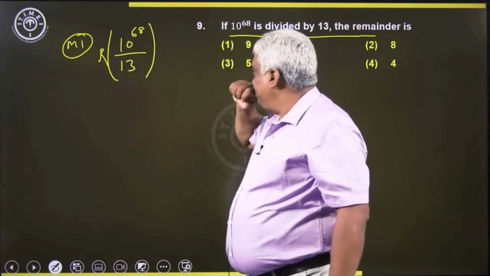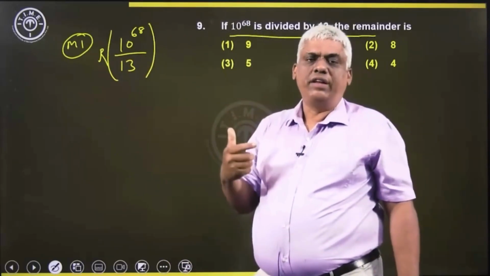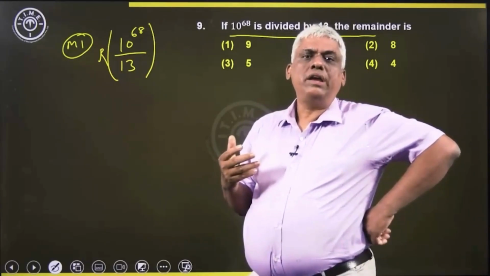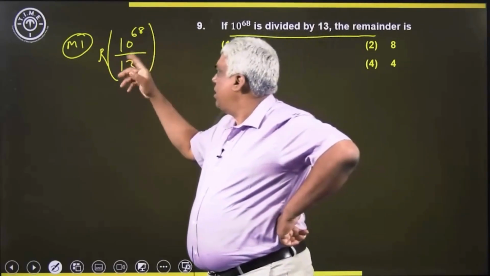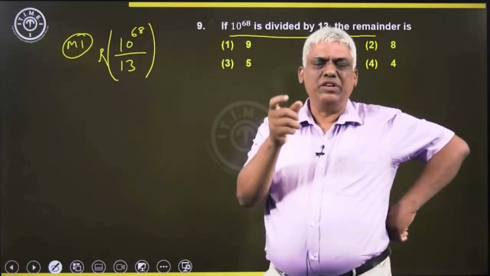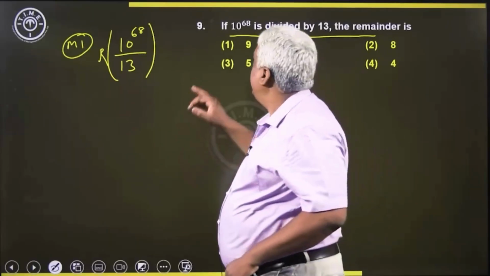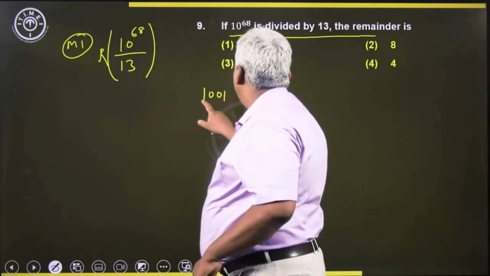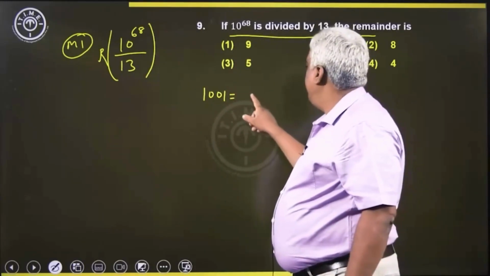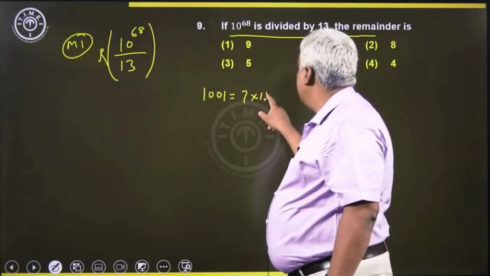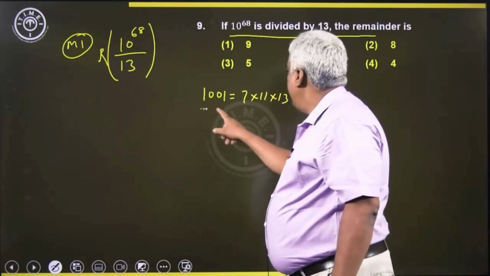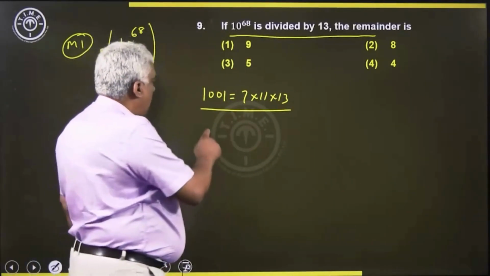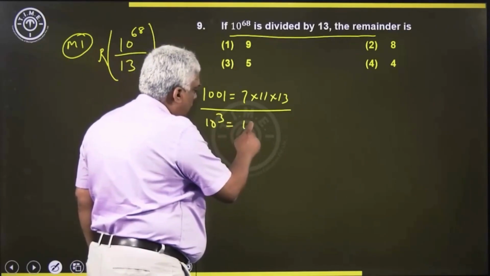Now, look for a power of 10 which is very close to 13 or any multiple of 13. 10 to the power 1, 10 is close to 13 but not very close, the difference is 3. What about 10 cube? All of us know that 1001 is a very unique number. It is 7 into 11 into 13. 1001 is divisible by 13, and 10 to the power 3 is 1000, right.